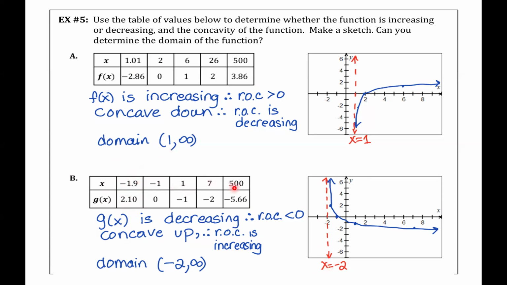As it goes forever closer and closer to the right, the values are getting smaller. So that lets me know that my function is decreasing as x goes to positive infinity. So when I describe the behavior, I can say that g of x is decreasing. And therefore, the rate of change is negative because it's decreasing. It is concave up. So the rate of change is increasing. Okay. My domain here is from my boundary line of -2 going to infinity.